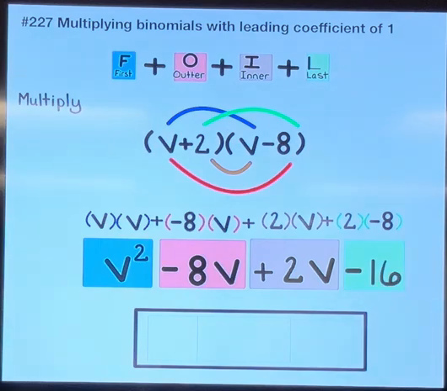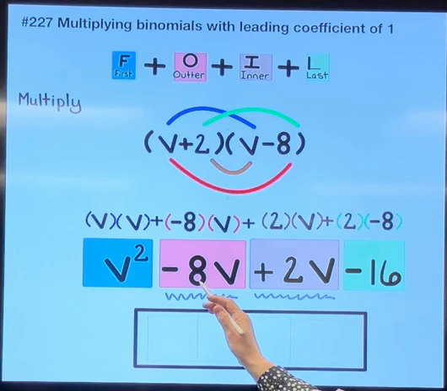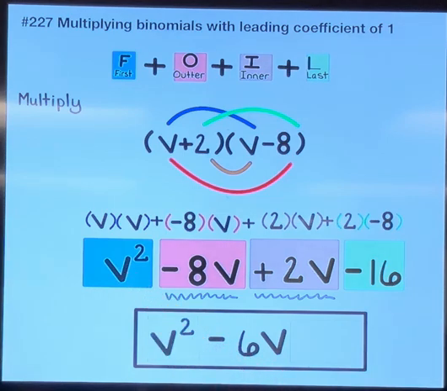Then I have a couple of like terms, the -8V and the positive 2V. These are the same kind of terms. So -8 of these V's and 2 V's makes -6V. Then I'm going to bring down the V squared, because there's no like terms there, and the -16, and we have our final answer.